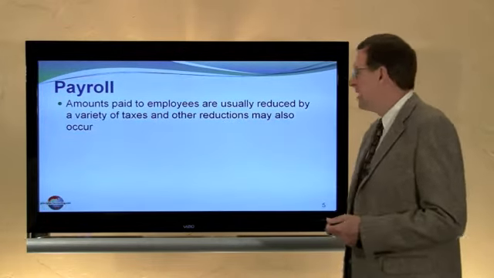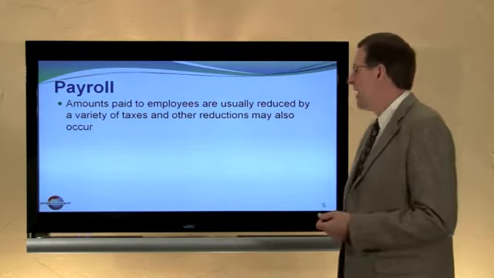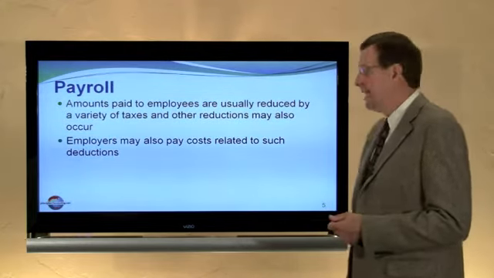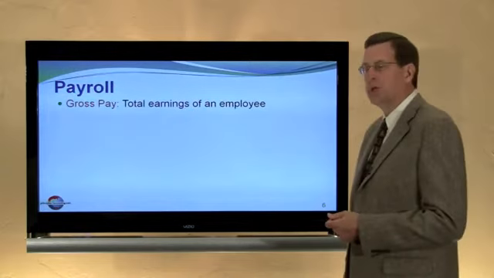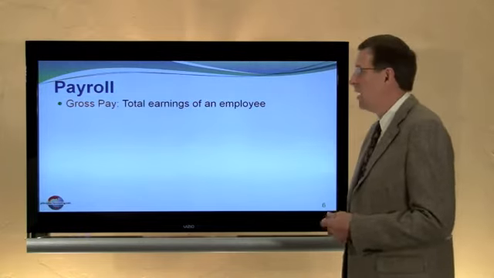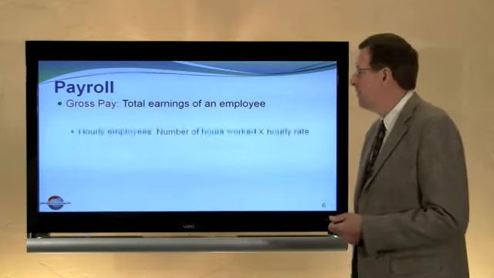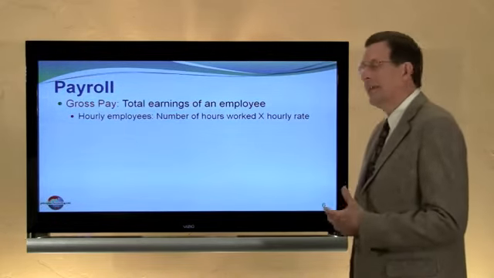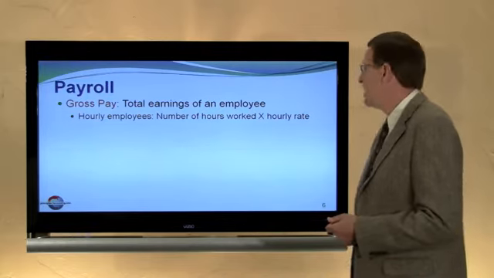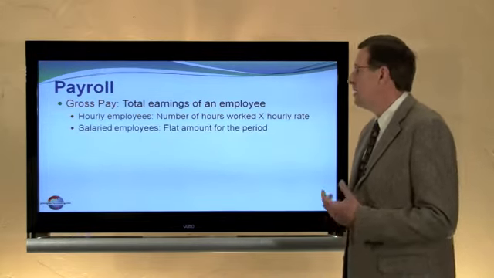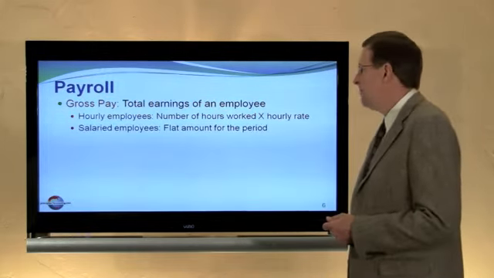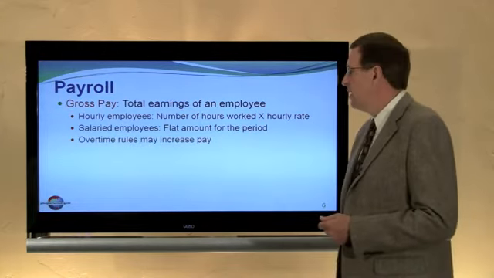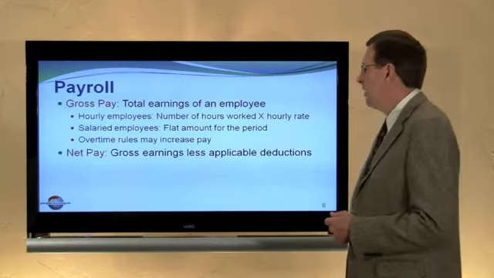Amounts paid to employees, however, are usually reduced by a variety of taxes and other reductions. Employers may also pay costs related to these deductions. So we'll look closer at this, but first some terminology. Gross pay is the total earnings of an employee. Hourly employees would determine their gross pay by looking at the number of hours worked times the hourly rate. Salaried employees may be subject to a flat amount for a period of time. In any event, overtime rules may cause an increase in the pay for either category of employee.